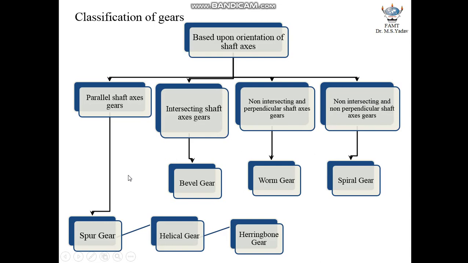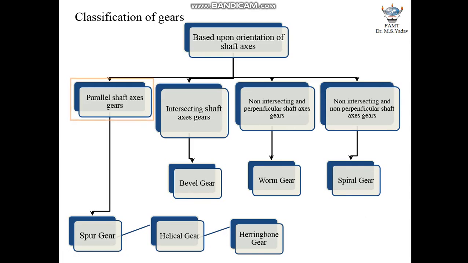Under parallel axis shaft category, we have three types. The first one is spur gear, the second one is helical gear, and the third one is herringbone gear. Type of intersecting shaft axis gear is bevel gear. Type of non-intersecting and perpendicular shaft axis gear is worm gear, and type of non-intersecting and non-perpendicular shaft axis gears is spiral gear.